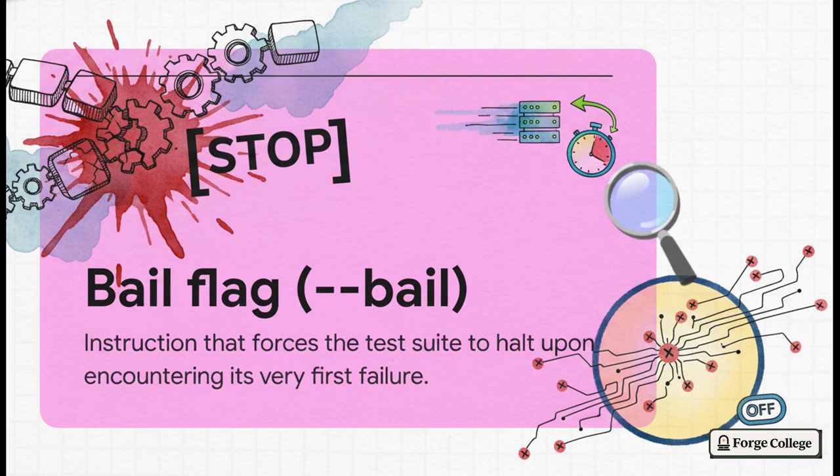This is a command line instruction that forces the test suite to immediately halt upon encountering its very first failure. Now, the crucial point here is knowing when to use it. The bail flag is absolutely perfect for continuous integration servers, to catch issues early and save compute time. But you should generally keep it turned off locally while you're actively exploring, so you can survey multiple failures at once and really get the big picture.